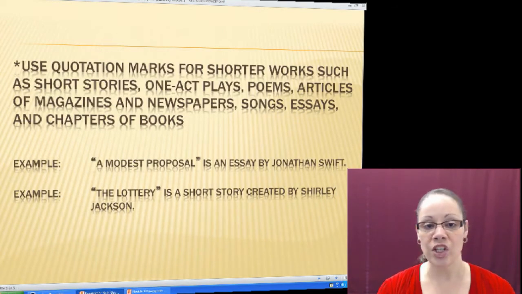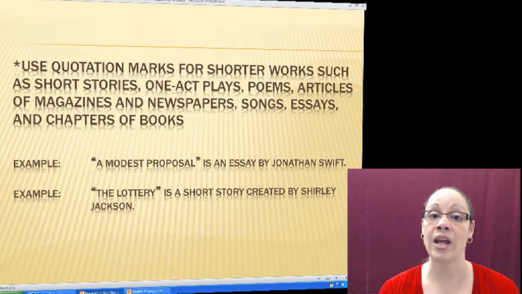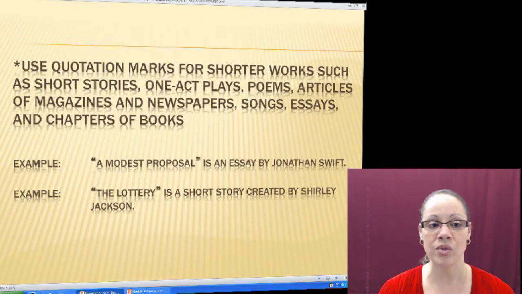You can also use quotation marks for shorter works. Those are titles of shorter works, such as short stories, one-act plays, poems, articles of magazines and newspapers, as well as for songs, essays, and chapters of books. So whenever you have a title of a shorter piece of literature, you need to put quotation marks around that title. Okay? My example here, A Modest Proposal, is an essay by Jonathan Swift. A Modest Proposal is my title of that essay, which is a shorter piece of literature. So I have quotation marks around that title.